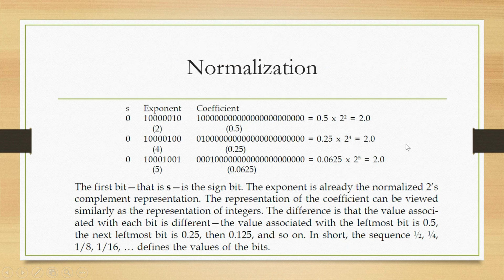Now in normalization, we do this with our coefficients. So here, in the complete equation that we have, the first bit, that is the S, is a sign bit. So the exponent is already the biased 2's complement, as I have discussed in the previous slide. And the representation of the coefficient can be viewed similarly as the representation of fractions. So remember the fractions that we have, we can associate this one starting from the leftmost as 0.5, which is 2 to the negative 1, and then follow with our placement.